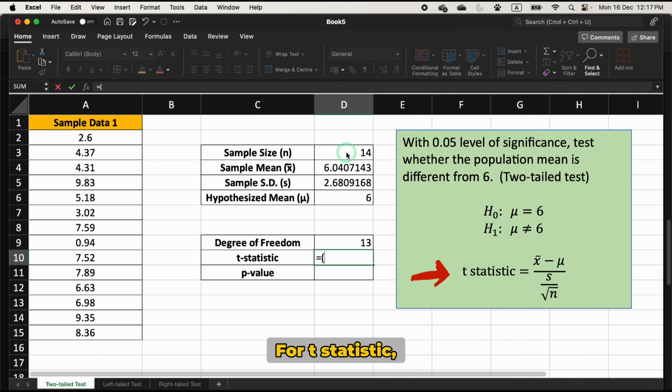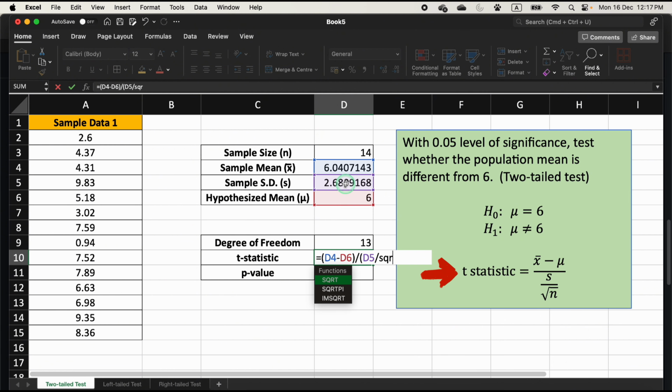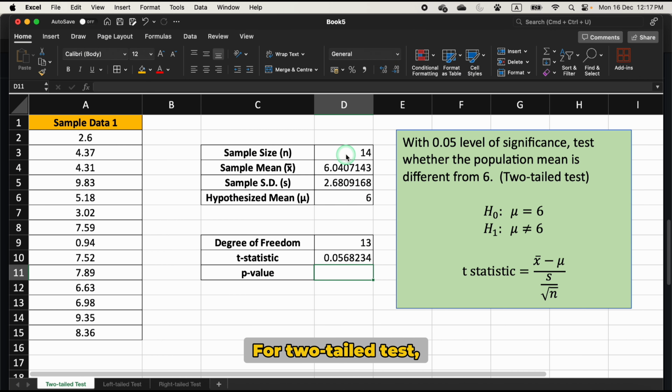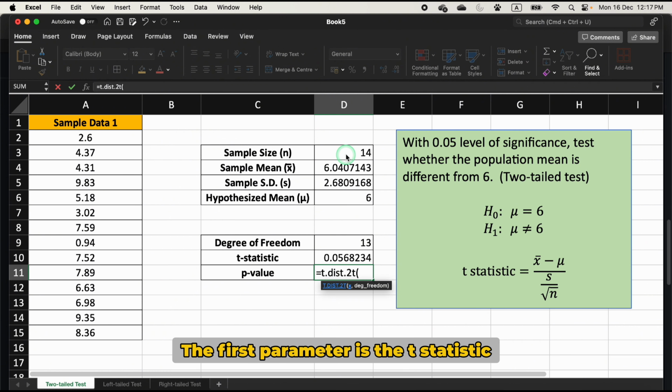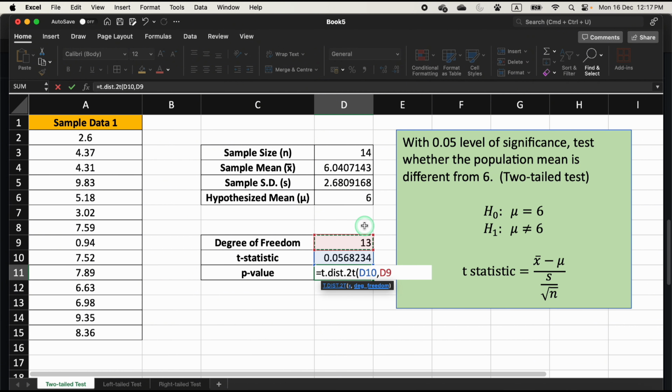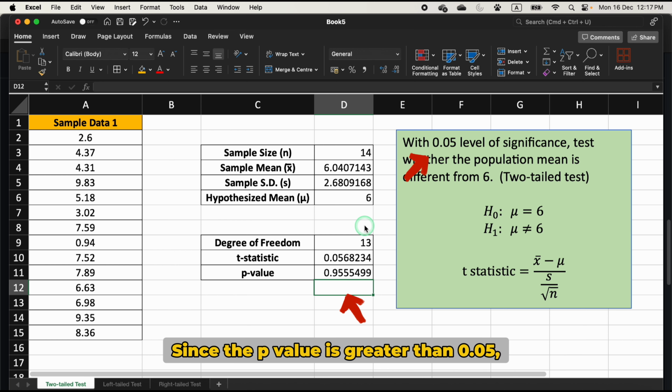For t-statistic, we plug in the numbers into this formula. For two-tailed test, p-value can be found using T.DIST.2T formula. The first parameter is the t-statistic, and the second is the degree of freedom. Since the p-value is greater than 0.05, we fail to reject the null hypothesis.